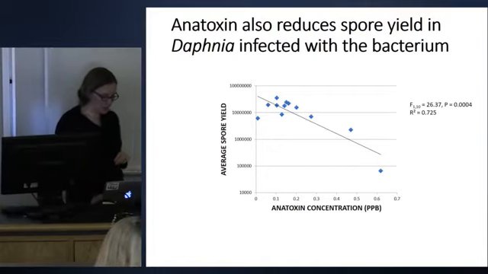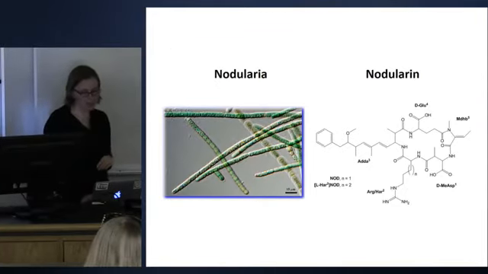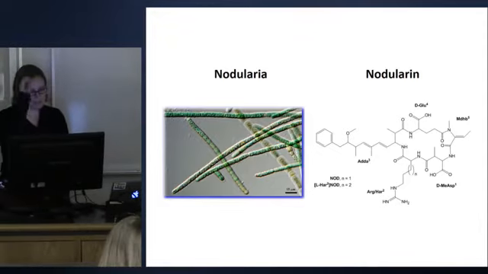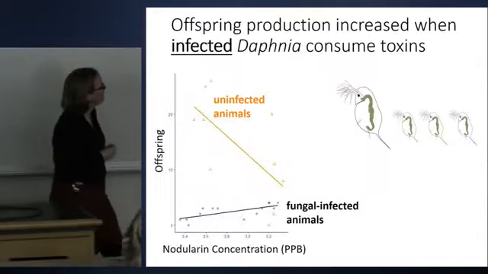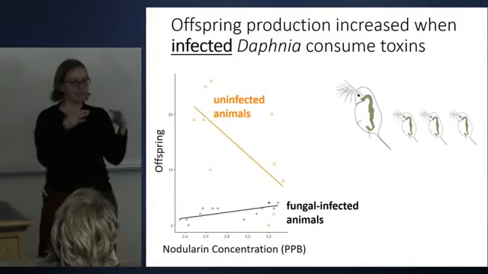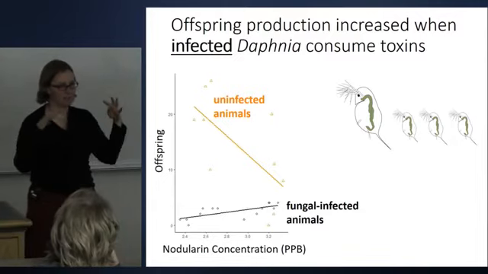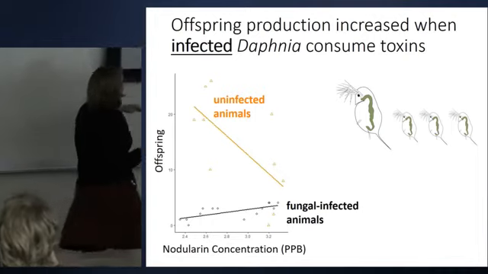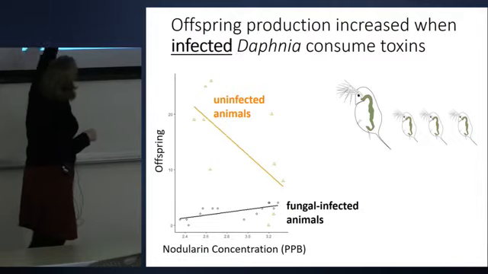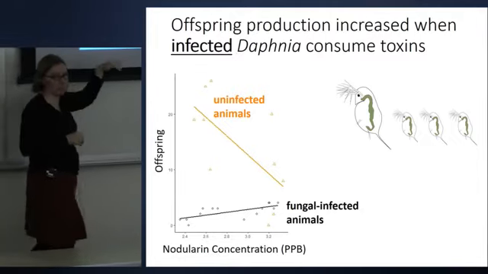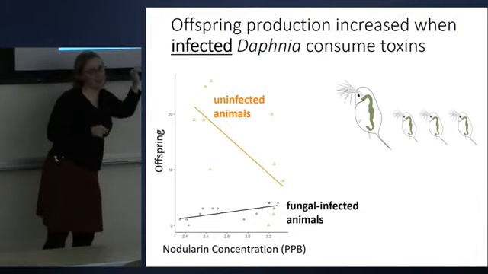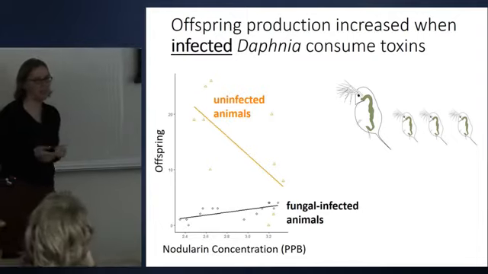Okay, and then our third cyanobacterium that we looked at was Nodularia, and it produces nodularin. This one is interesting because the effects of nodularin seem to be a classic example of medicinal properties of a compound. If you look at the uninfected animals, when nodularin concentration increases, their offspring production decreases really notably. Whereas in the fungal infected animals, they actually have a significant increase in their offspring production with increasing nodularin.